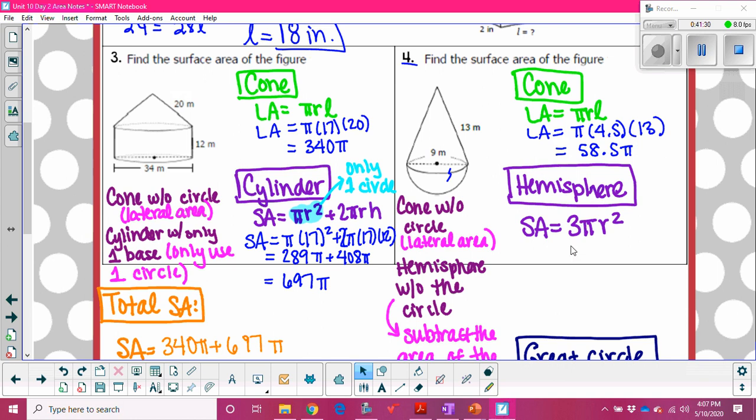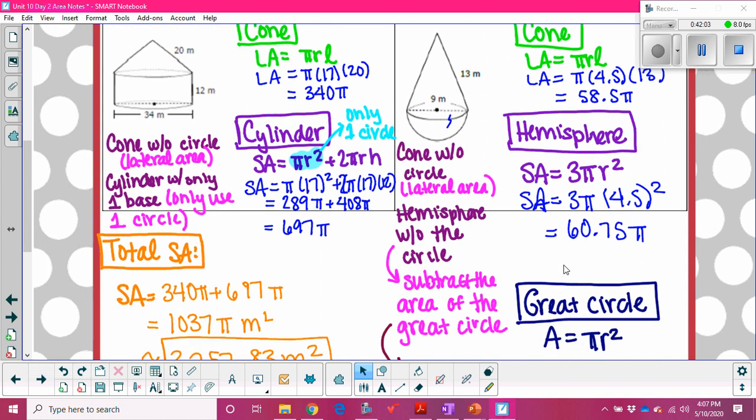Okay, so let's get back up here and look at the hemisphere. Formula for the surface area of a hemisphere is 3 pi r squared. So I'm going to plug this in. We have the surface area equals 3 pi, your radius is 4.5 squared. I'm going to leave this in terms of pi. So this is 60.75 pi. Now before I put that down there for my total surface area, I've got to get rid of the great circle. So we're going to subtract the great circle area from the 60.75.